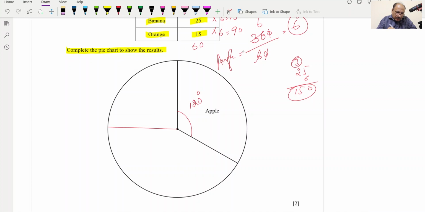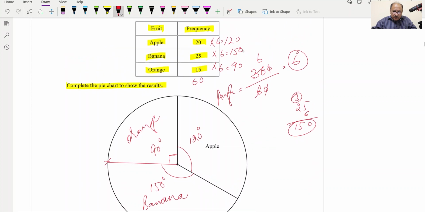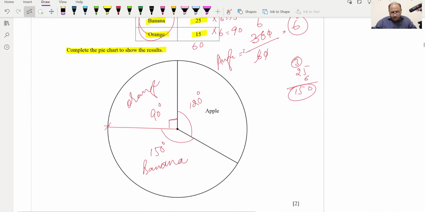First you will be marking this point to identify the 90, and then you can show the 90-degree symbol over here. This you can write also 90-degree. This will be orange portion, and this will be banana, remaining will be banana, and banana is basically this angle, which is 150 degrees will be this one. And there are only three types of fruits, so they are all covering this 360 angle. Hopefully you understood each and everything.